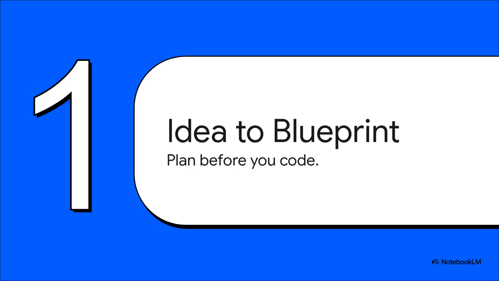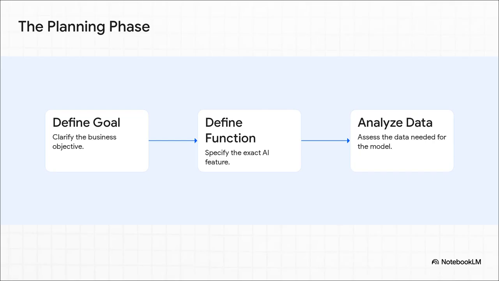Okay, first things first, the blueprint. Before you write a single line of code, you have to have a solid plan. I'm telling you, this foundation is what separates the successful AI features from the ones that just end in frustration. So this really boils down to 3 critical questions you have to ask yourself.